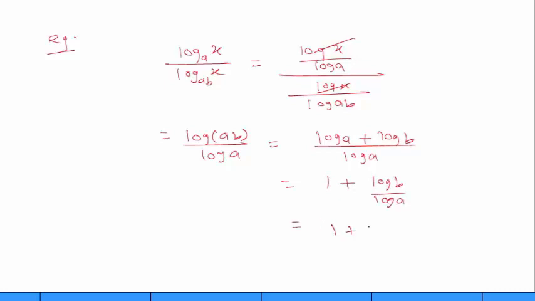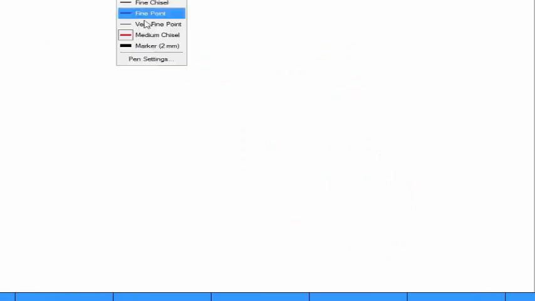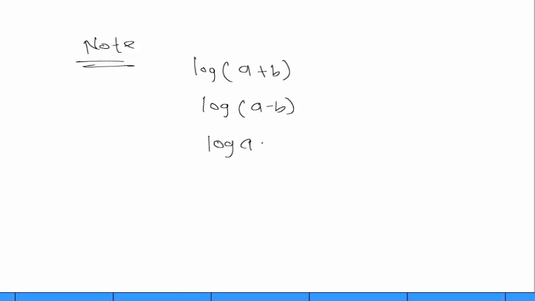So you can write down 1 plus log b base a. This is the final answer. And one more very important thing, remember this, make a note properly: for log of a plus b, log of a minus b, and log of a into log of b, these three, we don't have any property. Mostly I have seen students make the mistake of taking log outside, so you get log of a plus b, and they use the wrong formula. We don't have any property, remember this dear.